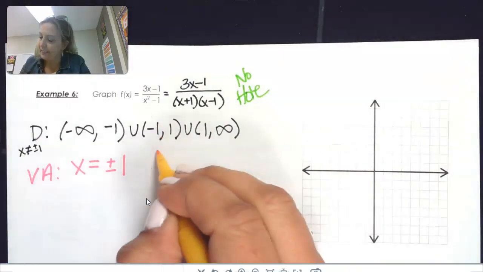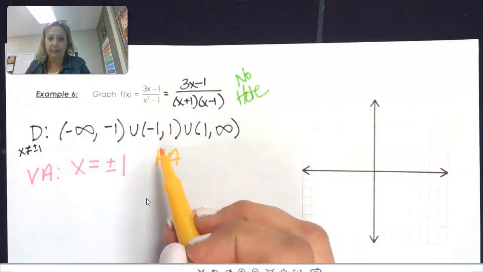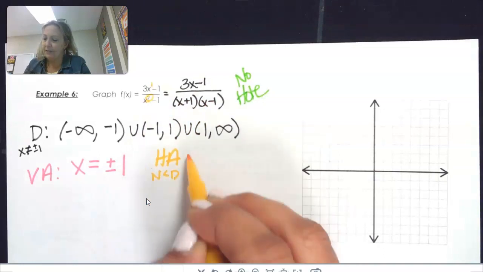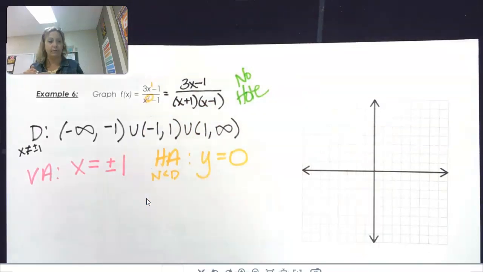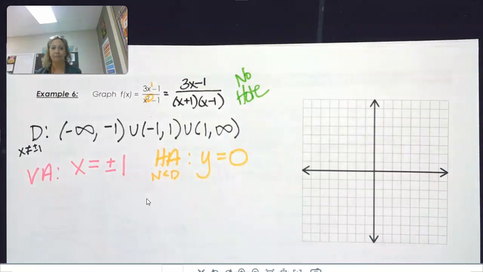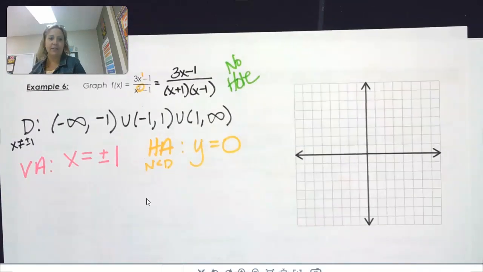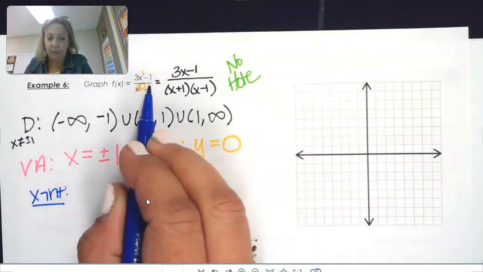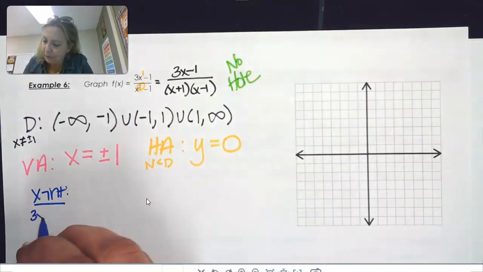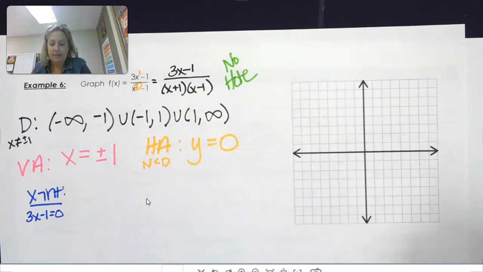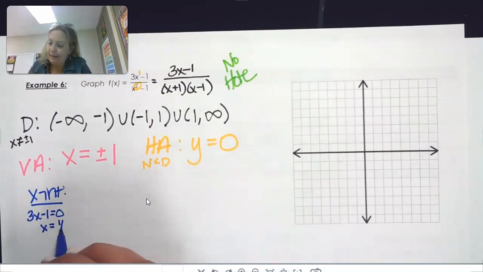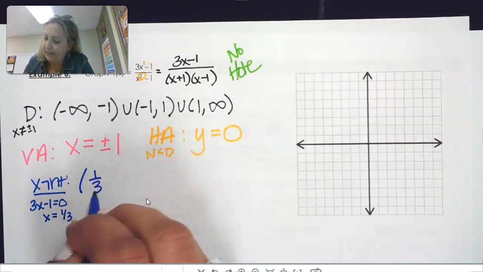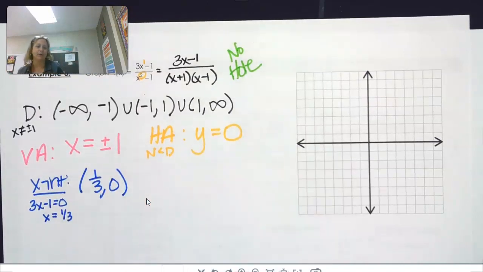For my horizontal asymptote, I'll compare degrees. We see the degree of the numerator is less than the degree of the denominator, so that means y equals 0 will be my horizontal asymptote. Last time we didn't have much luck with an x-intercept, so let's try that here. For our x-intercept, we'll let our numerator be equal to 0. So 3x minus 1 equals 0. I'm going to add 1 and divide by 3. x is 1/3, so my x-intercept is the point 1/3, 0.